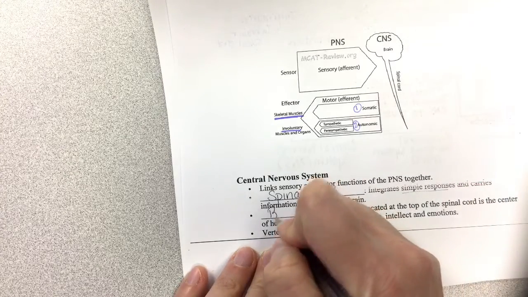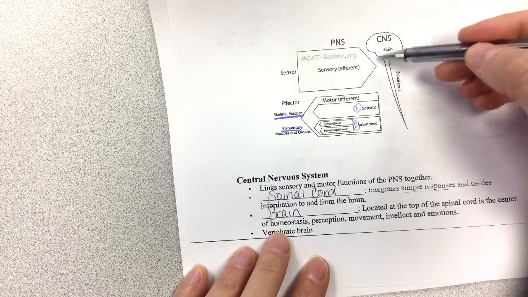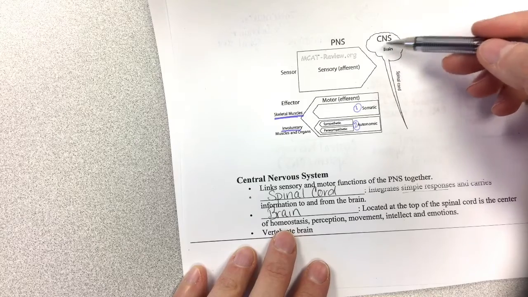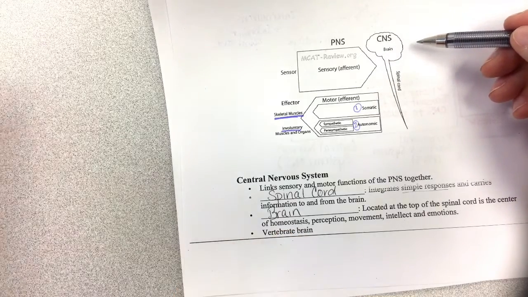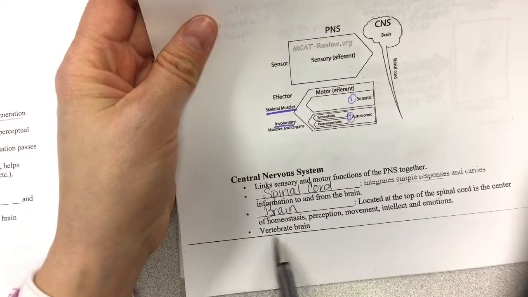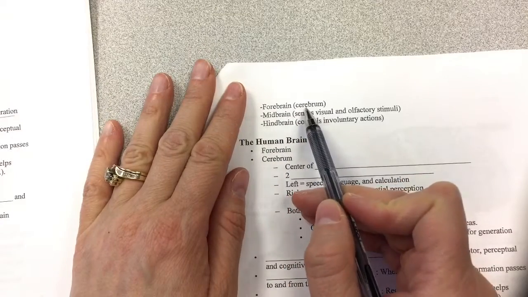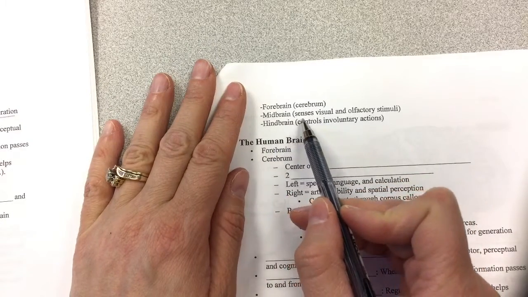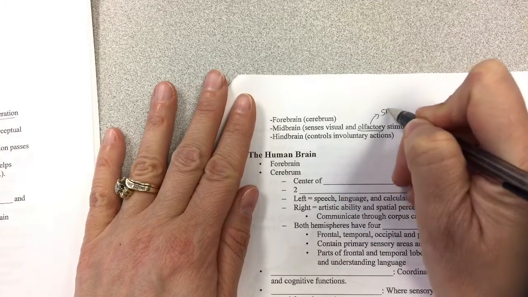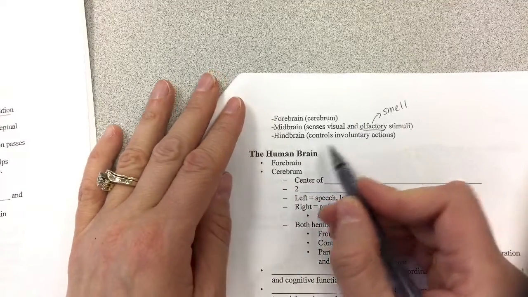The brain is located at the top of the spinal cord. It's the center of basically everything: homeostasis, perception, movement, intellect, emotions, and so on. So the vertebrate brain has three sections: the forebrain, which is called the cerebrum; the midbrain, which senses visual and olfactory stimuli. Olfactory is your sense of smell. Your hindbrain controls involuntary actions.